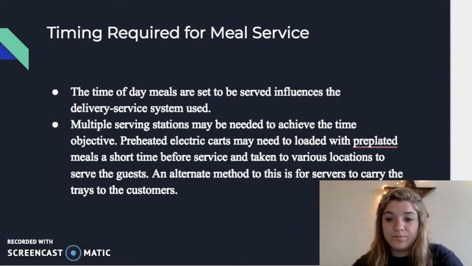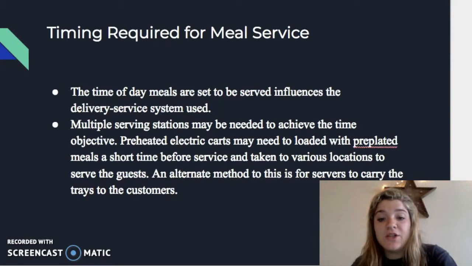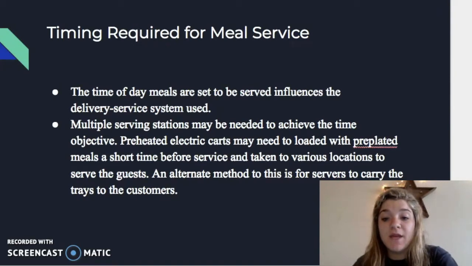Timing required for meal service. The time of day meals are served influences the delivery system used. Multiple serving stations may be needed to achieve the time objective. Preheated electric carts may be needed, loaded with preheated food in a short time before service and taken to various locations to serve the guests. An alternate method is to serve by carrying trays to the customers.